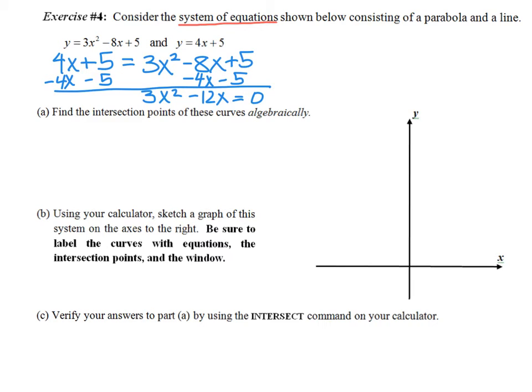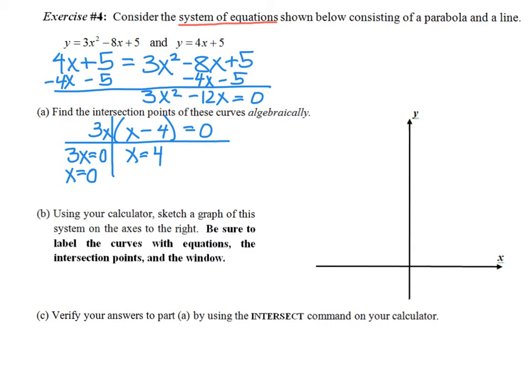I want to solve this algebraically, so I see that both terms have a greatest common factor of 3x. So factoring out a 3x, I've got 3x times x minus 4 equals 0. Make my t-bar. So far we haven't seen this kind of factor. When I have a 3 times x, that's going to equal 0. I divide both sides of the equation by 3, so that tells me that x equals 0 is one of my solutions. For the second one, x minus 4 is equal to 0, so adding 4 to both sides of the equation, I get x equals 4.